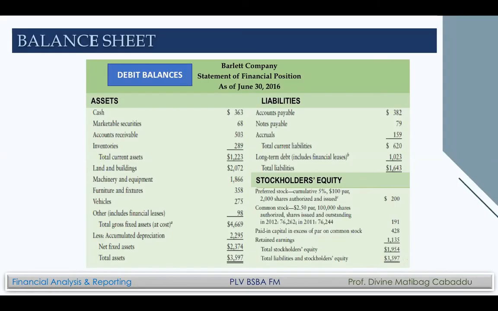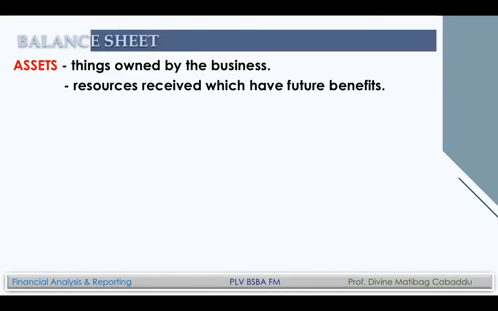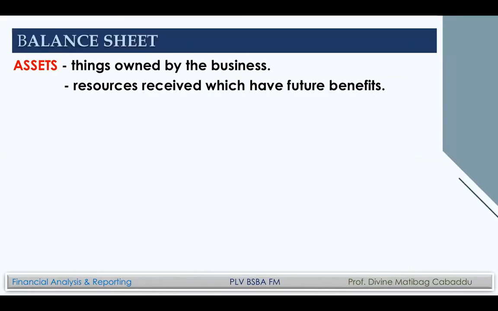All right? Yan. And of course, as we all know in your accounting subject, you have already understood that assets are normally debit balances, and of course, liabilities and stockholders' equity are normally credit balances. Okay, for balance sheet, okay, assets, what are assets? These are things owned by the business. These are resources received which have future economic benefits.